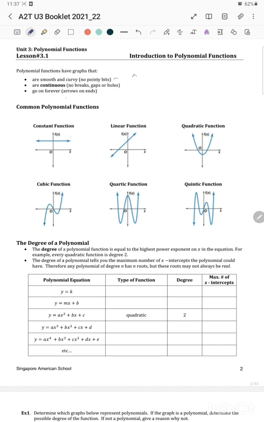This is a constant function, so you can see that it has an arrow on the head, it goes on forever. This is a linear function. Linear means 1, with the degree 1. This is a linear function which is a graph with the arrows on the head. Quadratic functions with a degree 2. Cubic functions with a degree 3. Quartic functions with a degree 4. And quintic functions with a degree 5.